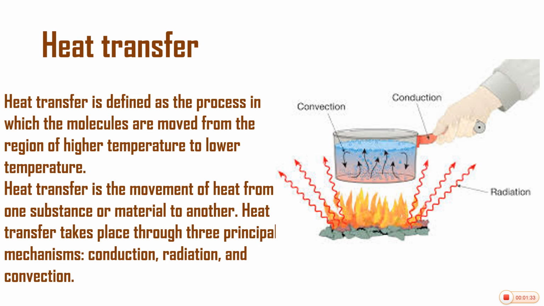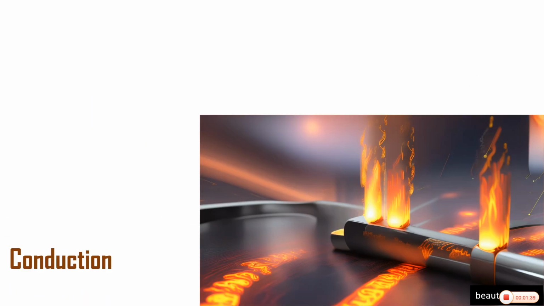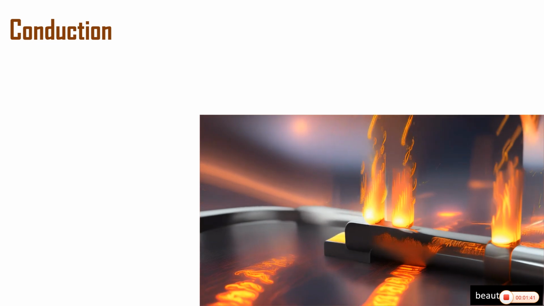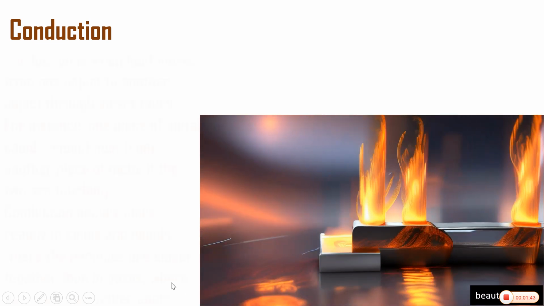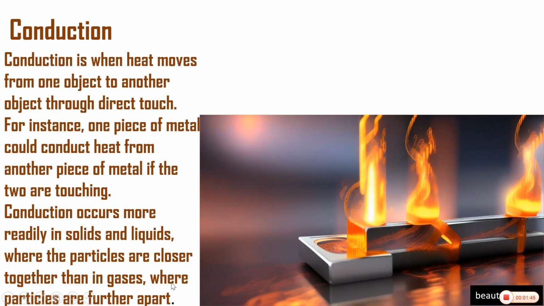Now, let's start with the principal mechanisms of heat transfer. We'll start with conduction. Conduction is when heat moves from one object to another object through direct touch. For instance, one piece of metal could conduct heat from another piece of metal if the two are touching.